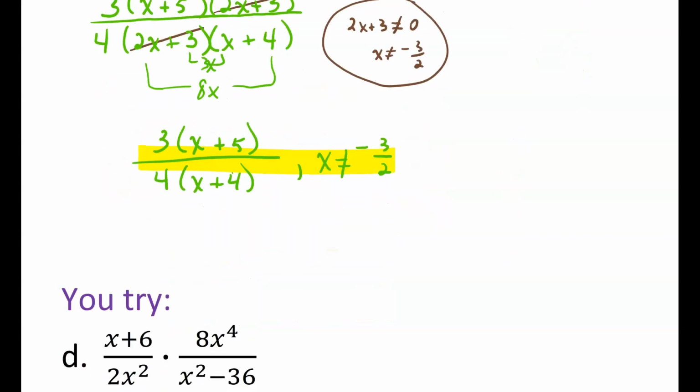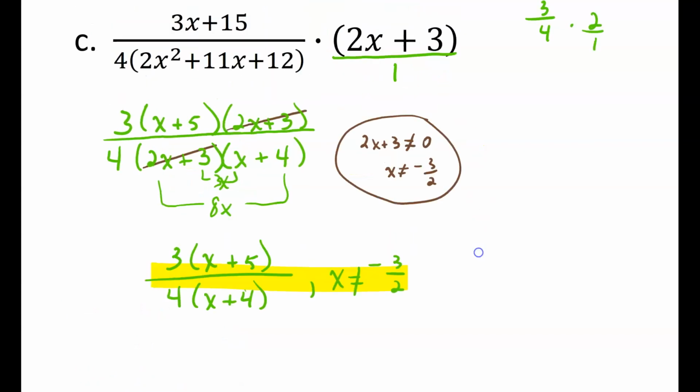You have to write both of those, right? You only have to write x not equal to negative 3/2. You don't have to write the 2x plus 3. No, you would, because you want to specify what x cannot be. So this is the only part you need. I was just showing why we got the negative 3/2.